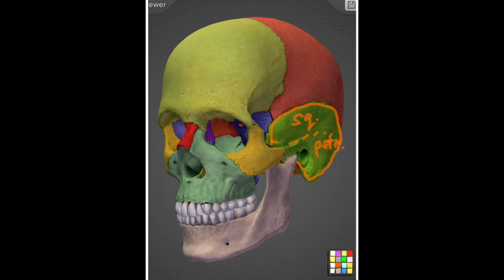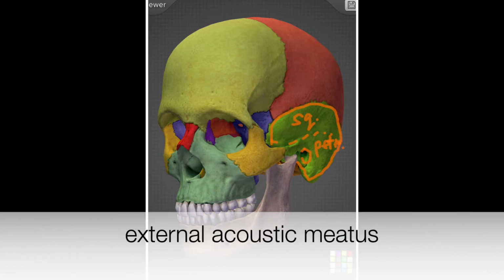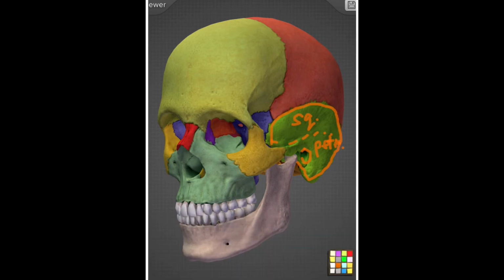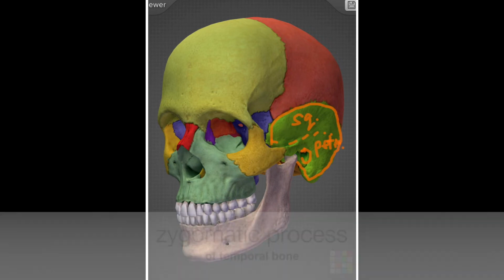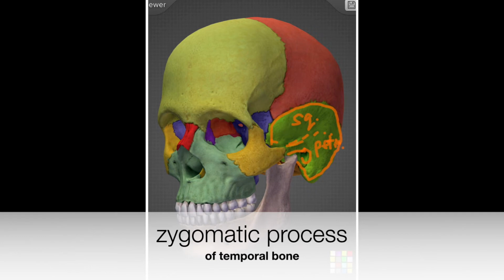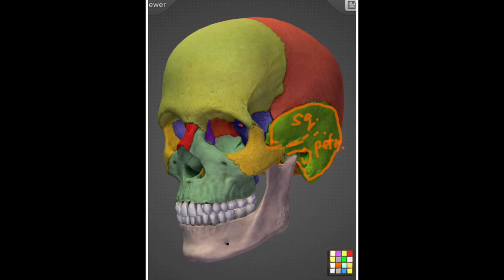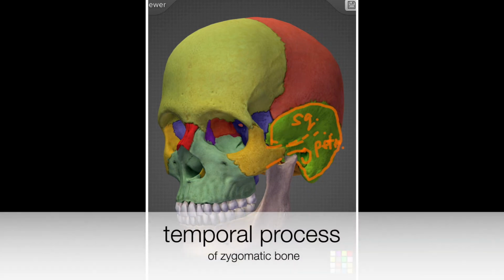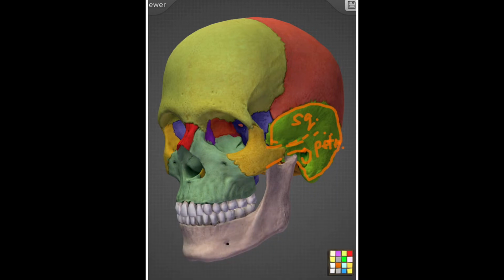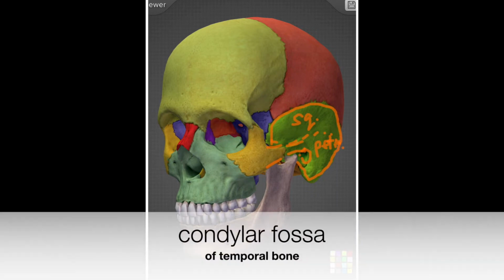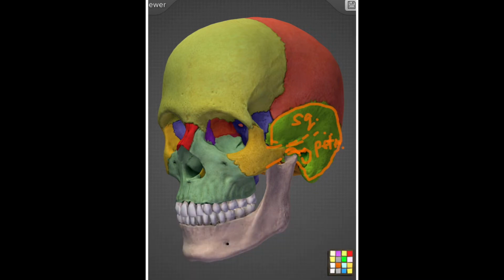Other features of the temporal bone are the external acoustic meatus here, which is the external opening of the auditory canal, the zygomatic process of the temporal bone, which joins with the temporal process of the zygomatic bone to form the zygomatic arch, and also the condylar fossa, which is the fossa for the condyle of the mandible, which forms the temporal part of the temporomandibular joint.